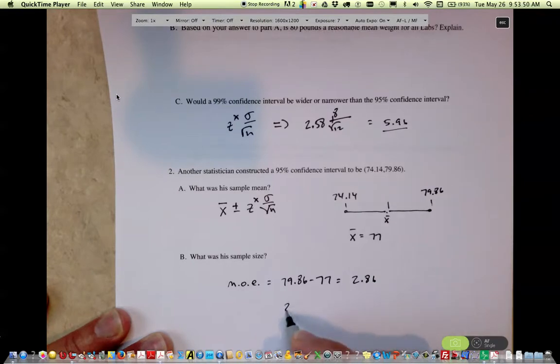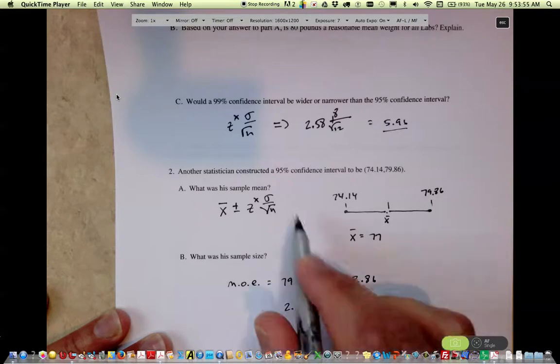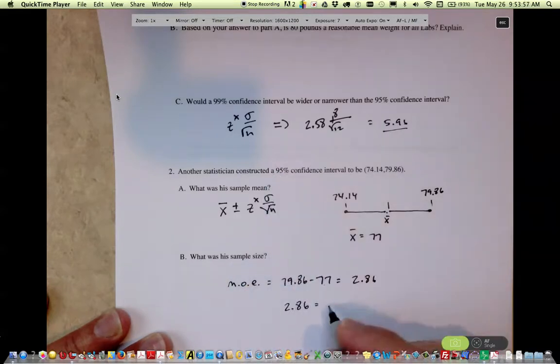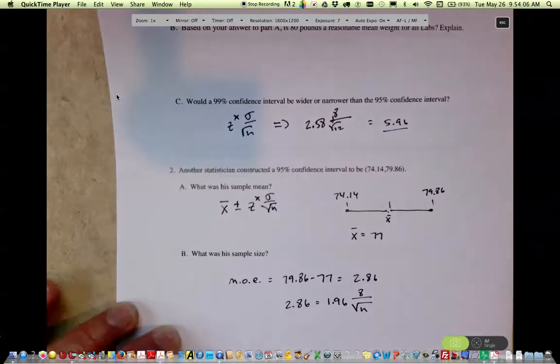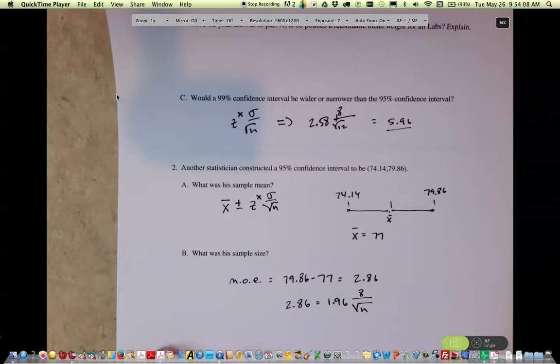Okay, and that 2.86 is going to have to be equal to, he's got a 95% confidence interval, so the z star is going to be 1.96. His standard deviation is still 8, and then we're going to divide that by the square root of n. So solving this equation for n, we're going to end up with 2.86 is equal to 1.96 times 8, which is going to give me 15.68, divided by the square root of n.